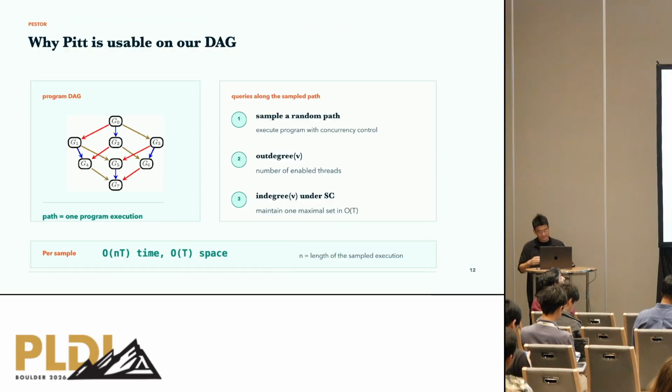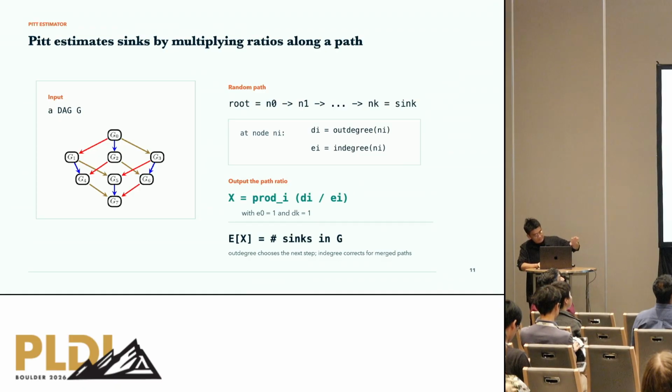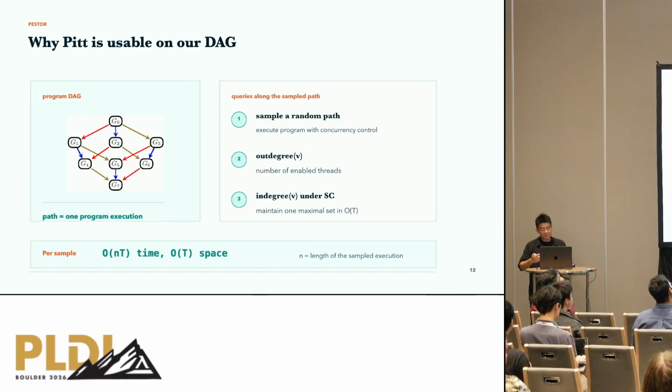In this case, it is actually simple because, as I said, every path in the DAG is isomorphic to a program execution. So to sample a random path, we just need to execute the program with some concurrency control, which allows you to proceed with one of the enabled threads at each time randomly. And as I mentioned, for the calculation we use the out degree and in degree of each node along the sampled path. So we also need to query the out degree and in degree in the program model.